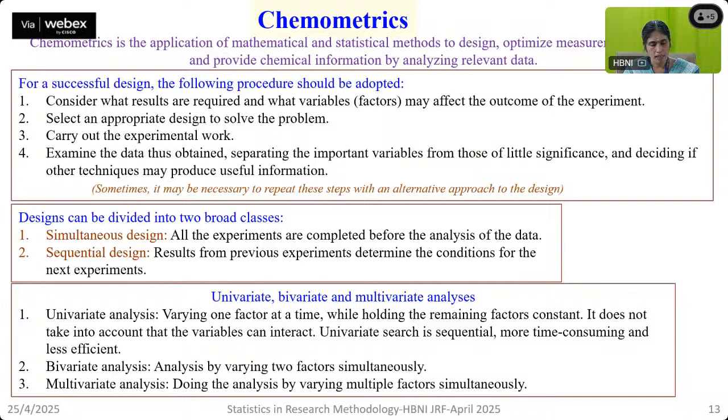Otherwise, systematically, if you have enough time, you want to understand the impact of each of the factors separately, you plan the experiment stepwise, slowly. Study one factor, get to the conclusion, then take another factor, get to the conclusion. That way you can do. But it is a time-consuming, elaborate process. If you want to save time, energy, instrument, and whatever reagents you use, you go for simultaneous design of experiment as well as simultaneous analysis of data also.